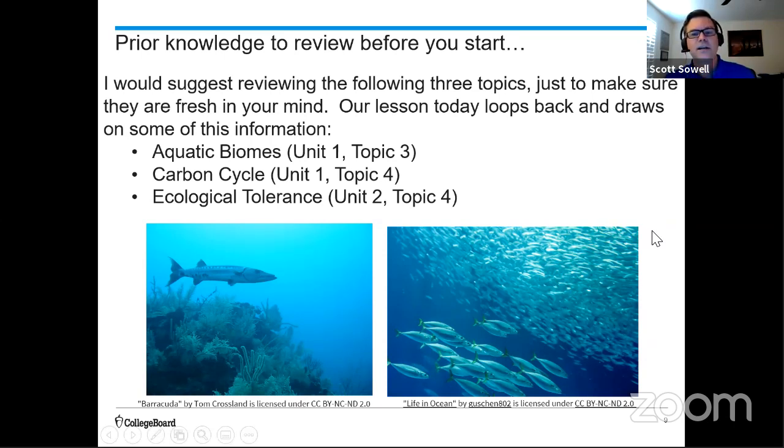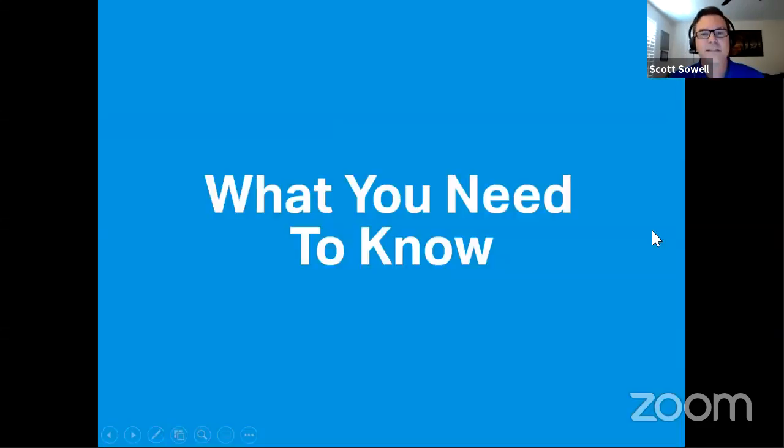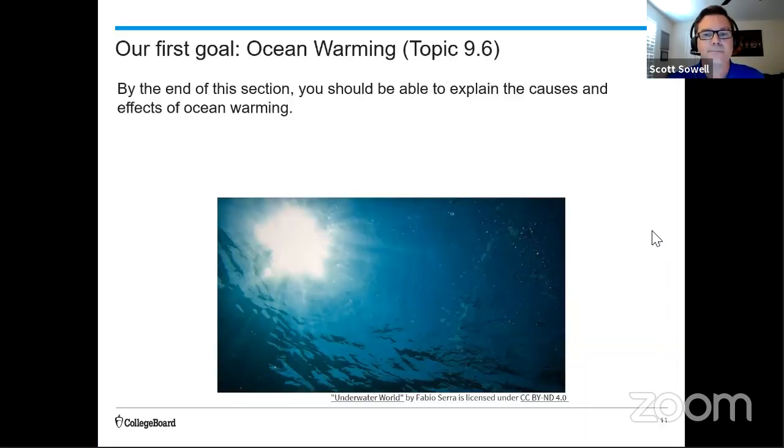So here's what we need to know for this first topic, 9.6. By the end of this section, you should be able to explain the causes and the effects of ocean warming. So to get there, we're going to do two things. We're going to describe why those greenhouse gases are causing ocean warming, and then we'll look at some very specific effects of ocean warming on marine species.